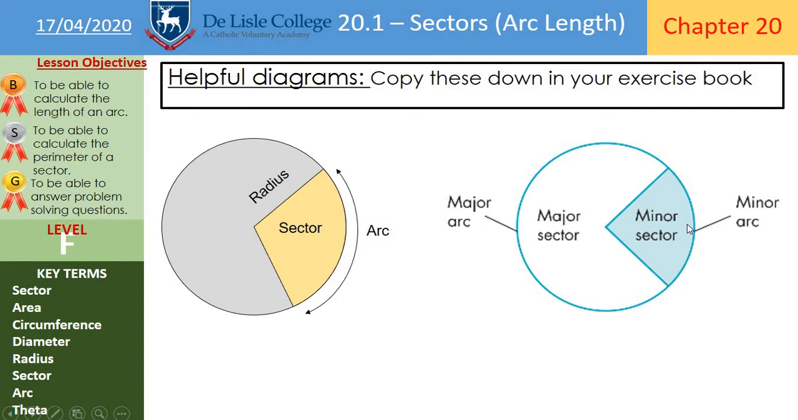You can obviously also have minor arcs and major arcs, and you should be able to tell that minor, meaning smaller or less important, is with the smaller sector, and then major, meaning larger or more important, is with the major sector. That's our major arc there.